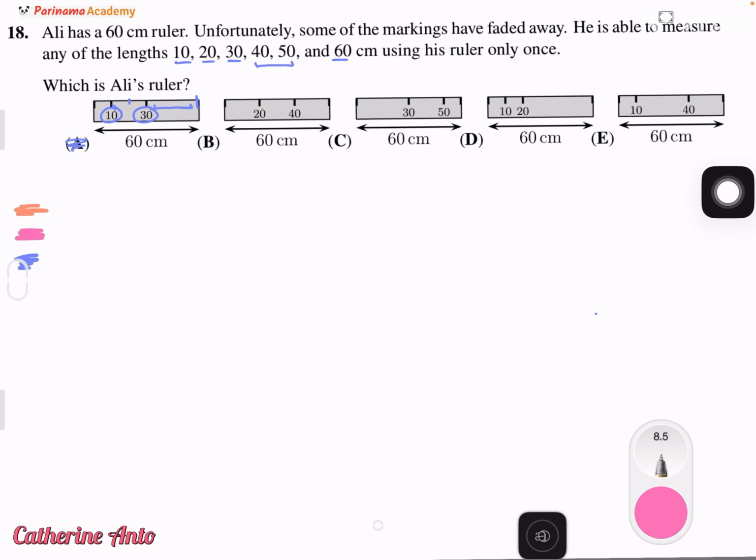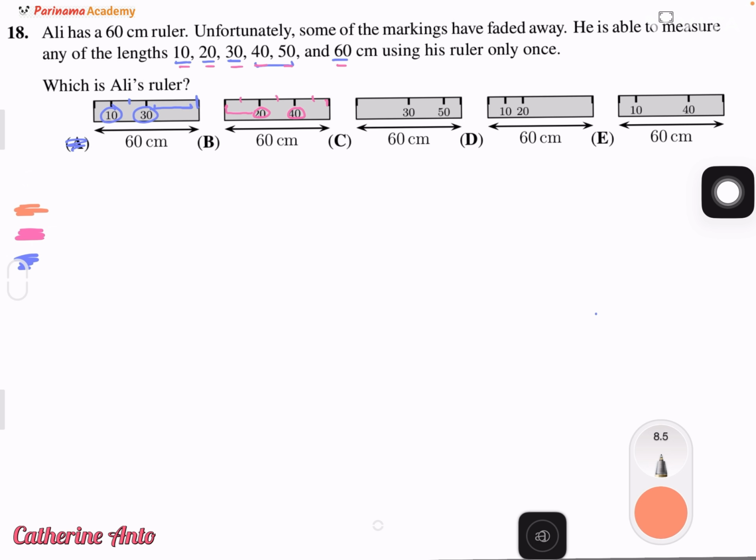Next, looking at B, we have 20 and 40 given. 60 is at the end, so we could figure out 60. And then 10, we know that 10 is the halfway of here, so we could guess that properly. And 30 is the halfway of 20 and 40. So we can guess that properly, and 50 is the halfway point of 40 and 60. So we can also guess 50. And so given this, we can find out each one of the lengths. So B is probably the answer. But let's look at C, D, and E just to make sure.